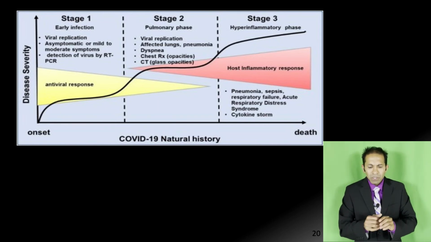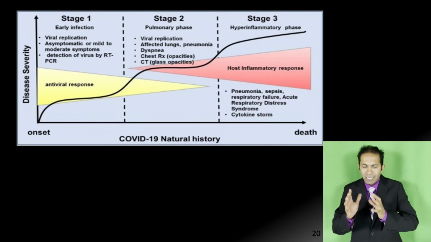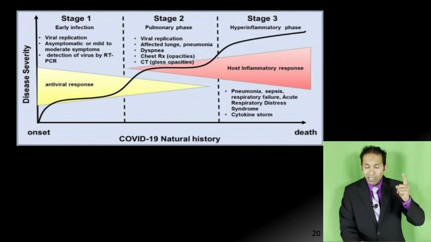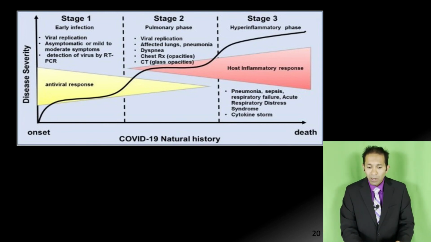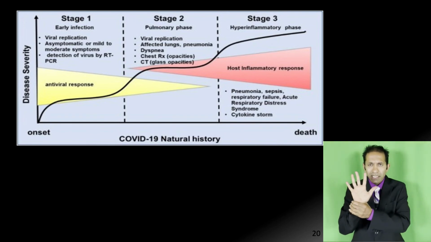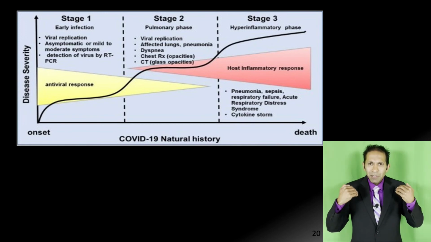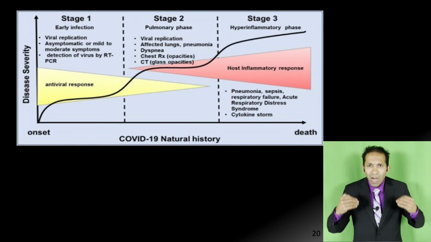So if you see COVID-19 infection, you can divide clinical manifestation into 3 phases. First stage is early infection, the second stage is pulmonary phase, and the third stage is hyperinflammatory phase. So first stage, early infection, typically happens within 5 days, and this typically represents viral replication in human body.